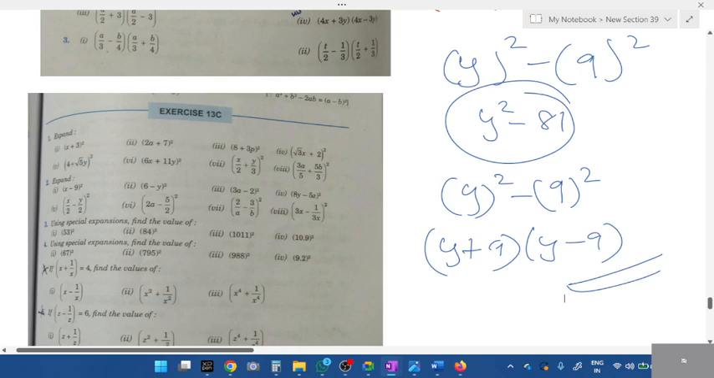Factorization, yeah. This is algebraic identities. Do you have the 13th chapter? Okay, I think Amil has.